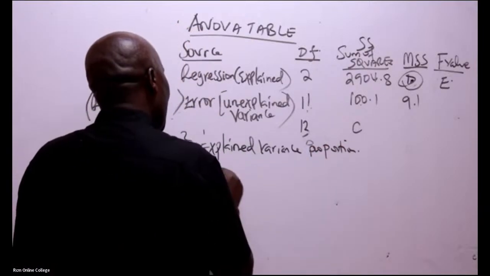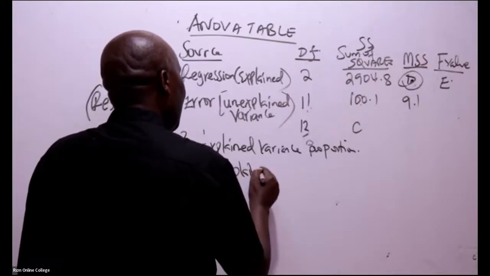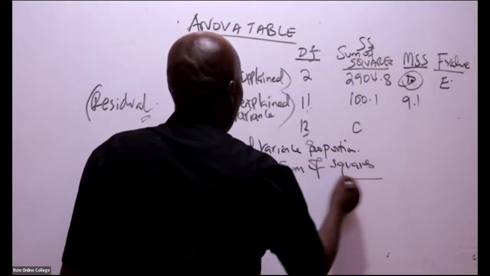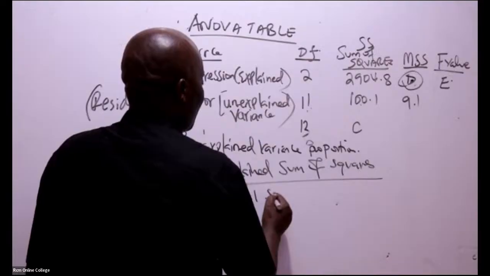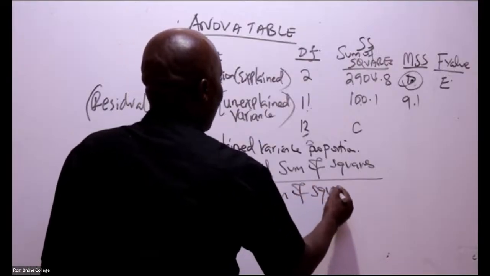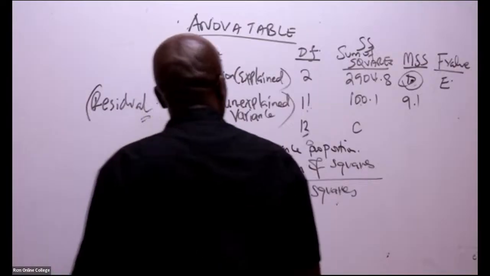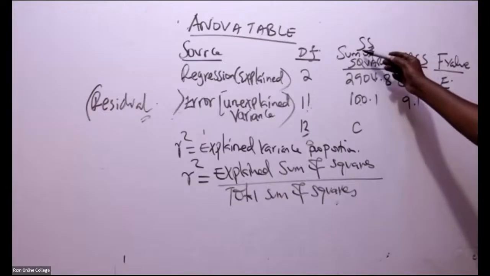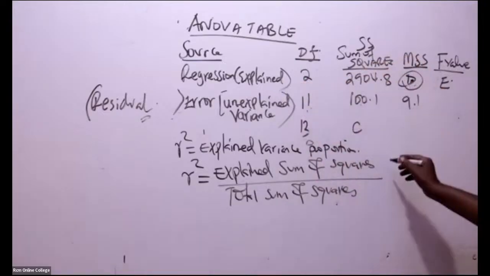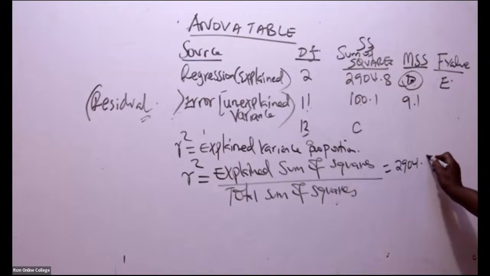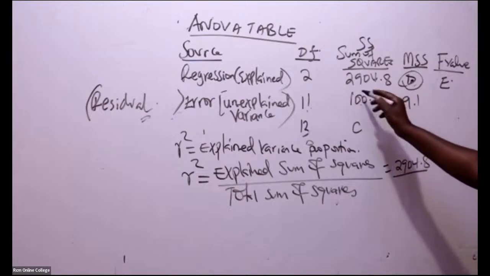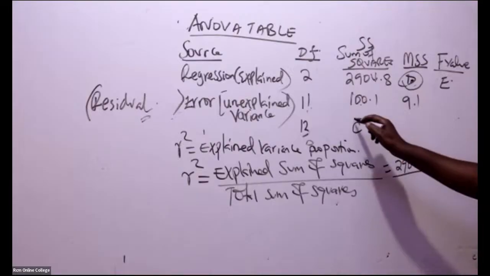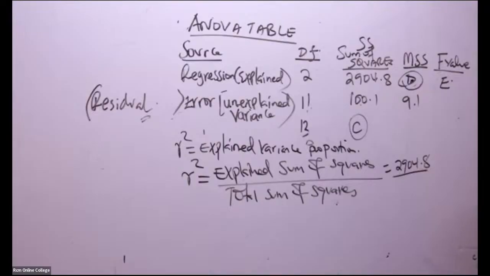This R squared is the explained sum of squares all over the total sum of squares. So you take the explained sum of squares all over the total sum of squares. Fortunately, we have the sums of squares. Explained is this one, 2904.8, all over the total. You guys had added this and gave me a figure of 30-something. You got this total here, the total sum of squares.